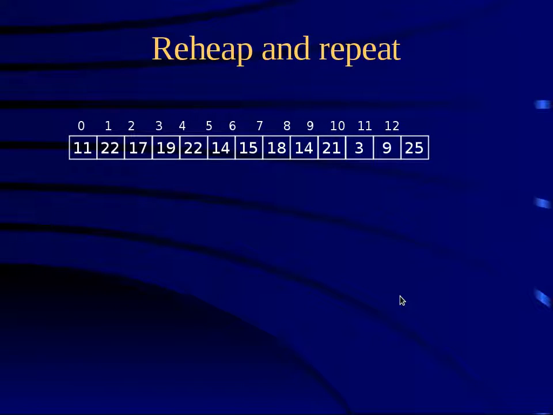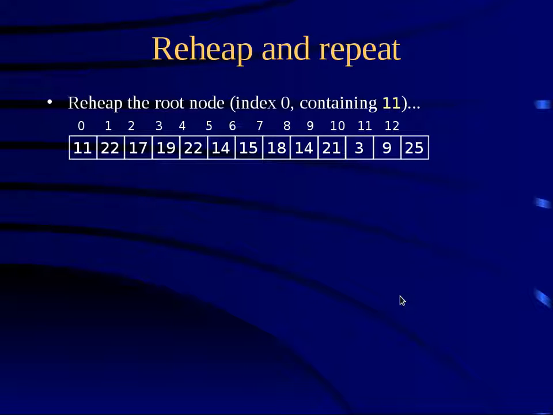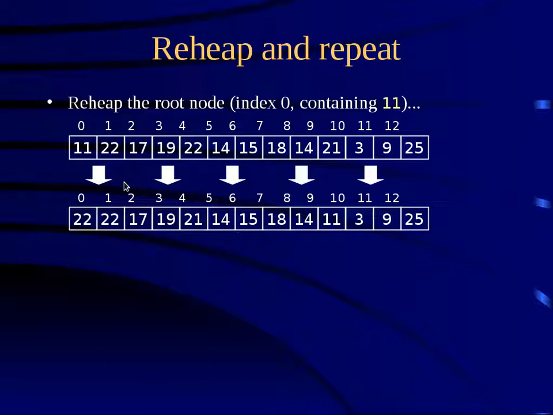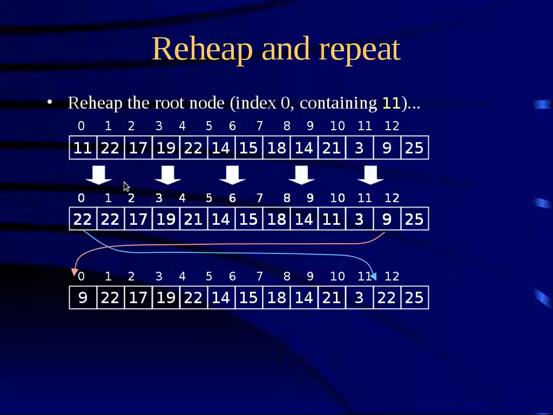Snip, snip. Now you need to reheap, because obviously the 11 is not larger than its children, 22 and 17. So it just reheaps it for you, instead of doing it one by one. And then it will have to do it again. If you want to get the next largest, you're going to remove that 22 because it's at the top, and then you swap with the end and decrease the size.